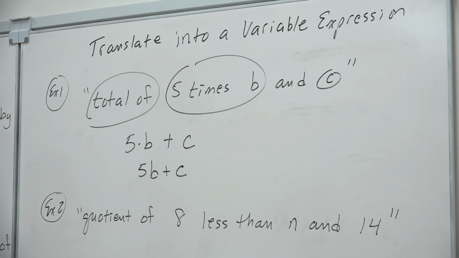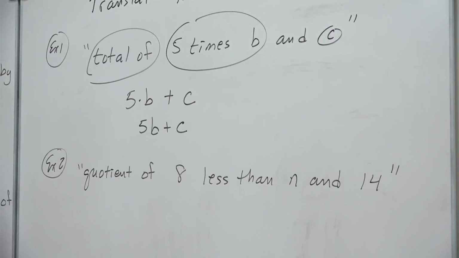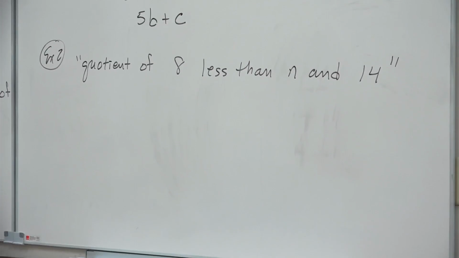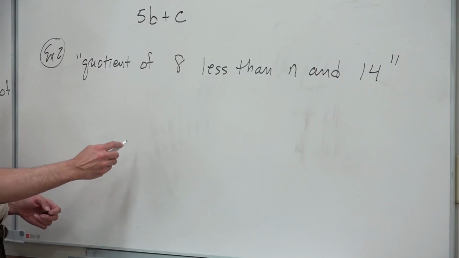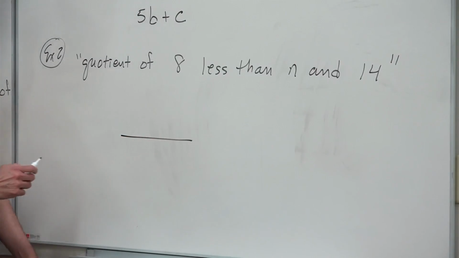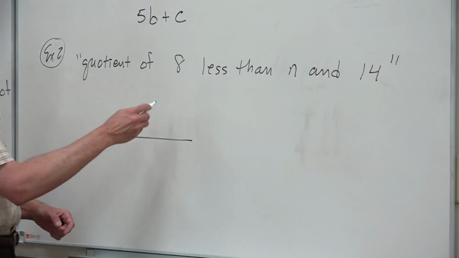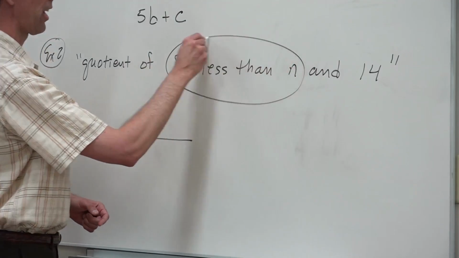Our second example here, we have the quotient of 8 less than n and 14. So if we read it again, it starts with the quotient of, which again indicates we're going to be talking about some division. You can do division several ways, but I would recommend when you do a division, let's think fraction, all right? If we're thinking the quotient of, and then quotient of what? We have 8 less than n.